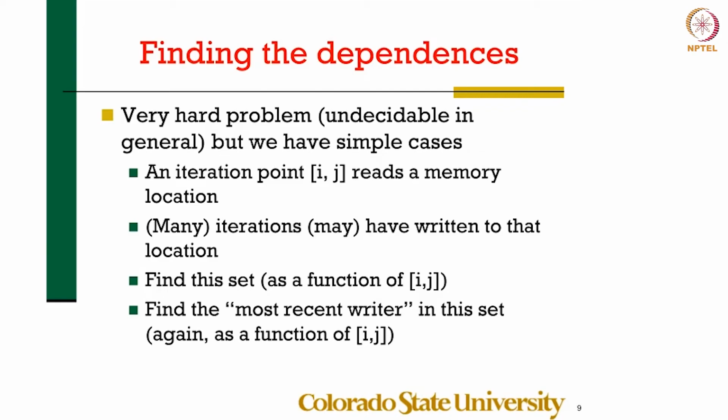So what you want to do is find the set of iterations that write into the memory location being read. And again, as always, it has to be expressed as a function of ij, the iteration point. Out of all these writers, find the most recent writer that is executed before the iteration ij. And then you have identified which instance of which statement produced the value that is being read. Okay? So let's work it out.